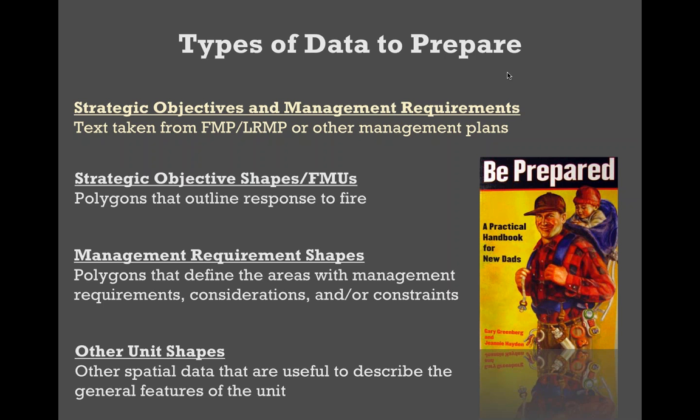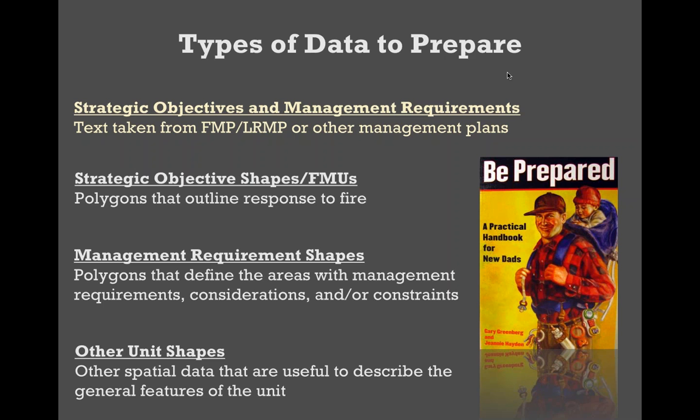The next category of shapes that we have the potential to use are the management requirement shapes. Management requirement shapes only come into play if you're using the spatial fire planning process, and we'll talk more about those processes later. So I think it's important at this point to call these optional or contingent upon a planning process choice. But these are polygons that define areas with management requirements or considerations or constraints.